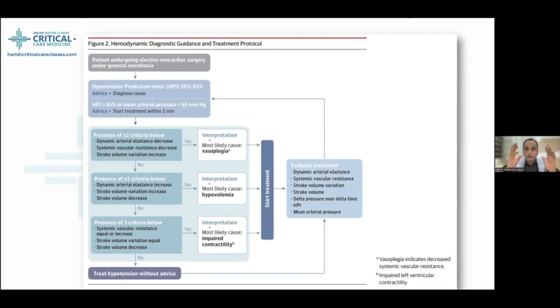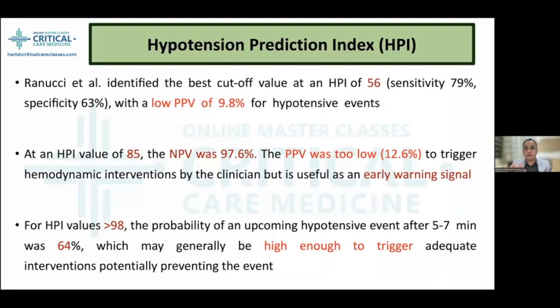But even if you remember what needs to be analyzed at the bedside, we can put all these things together. Okay, so one: dynamic arterial elastance, dP/dt, SVV, SVR, stroke volume. And to begin with, what exactly is the hypotension prediction index value? So based on this, we can try to troubleshoot.